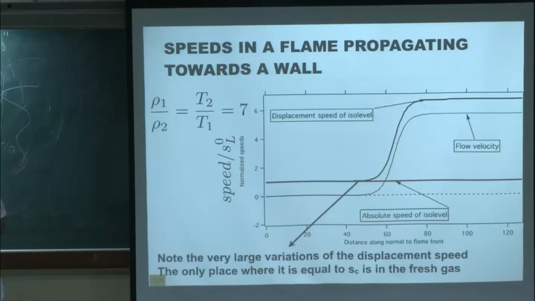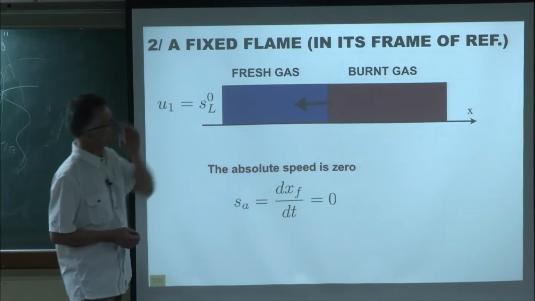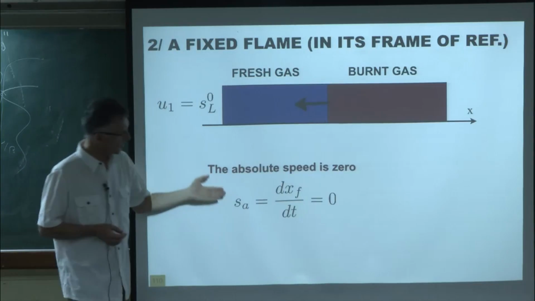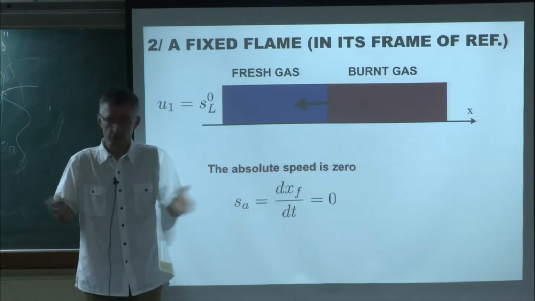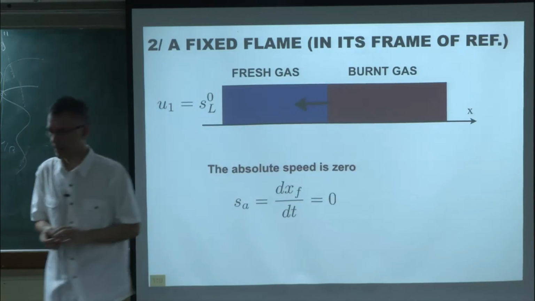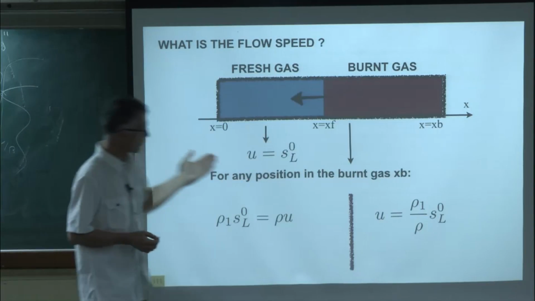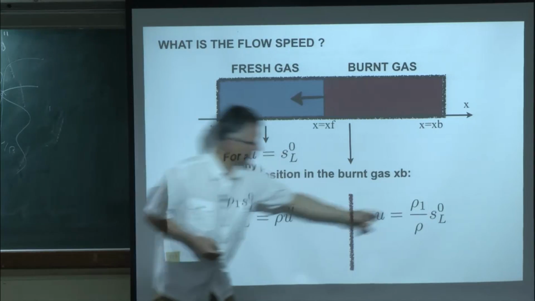So let me do now the second example, where now we take a flame, and the flame is fixed, and we are in the frame of reference of the flame. So in that case, the absolute speed is easy. It's 0, okay? The flame is not moving, so its absolute speed is 0, so that's fine. You know SA is equal to 0. If you have that, the flow speed is easy to find because we know that's continuity of the velocity, so the velocity changes like this.